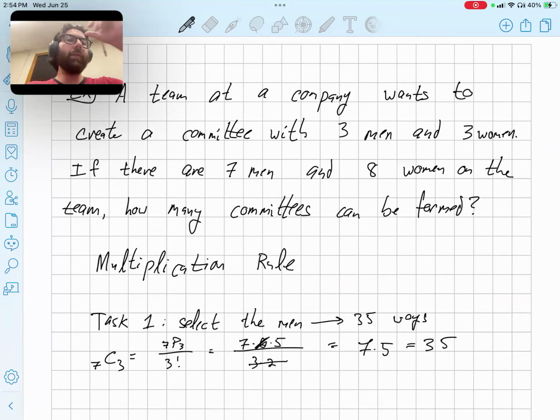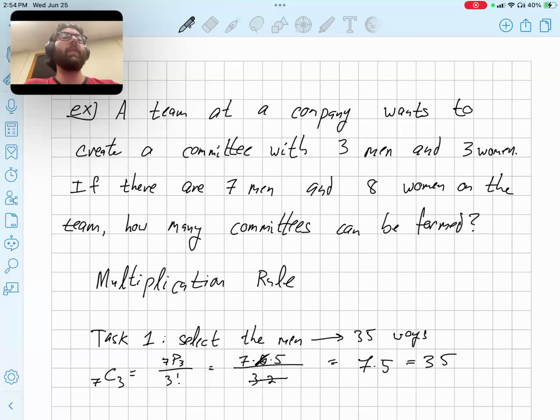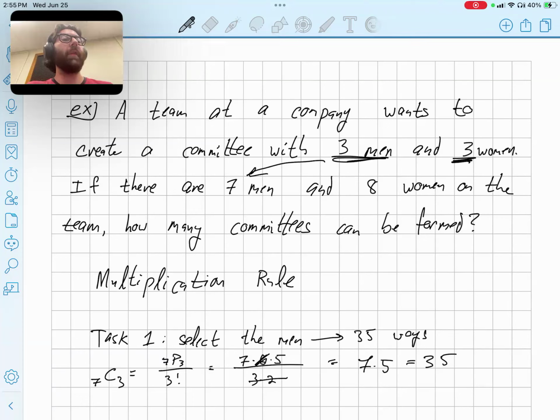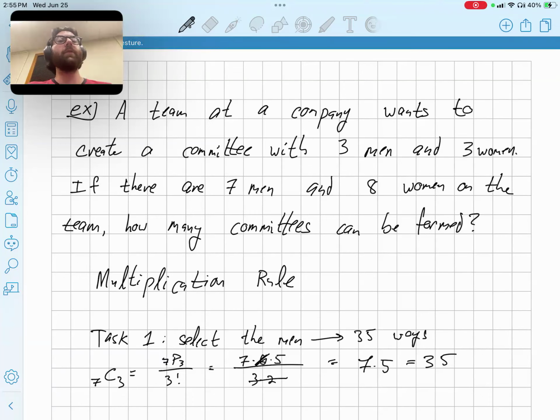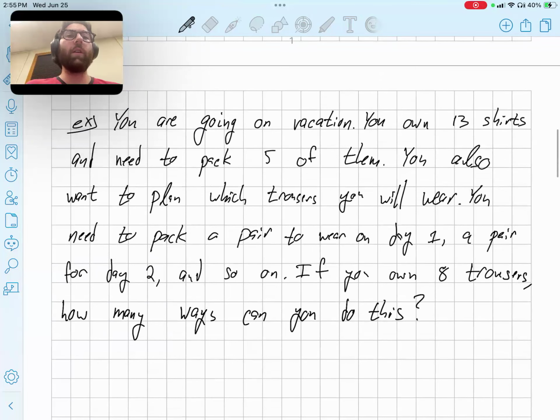Okay, and the difference here is we can't just say, oh, there's 15 people on the team and we need to select 3 men and 3 women, because these 3 men have to come from this group of 7. These 3 women have to come from this group of 8. And so we break it up into 2 separate things like this. Okay, this one's a little bit more complicated.